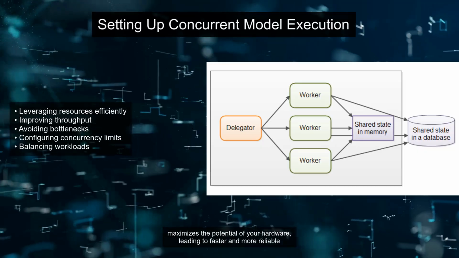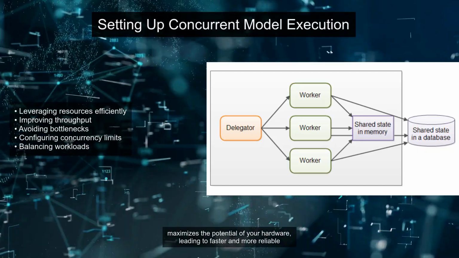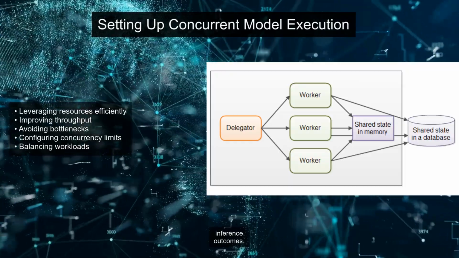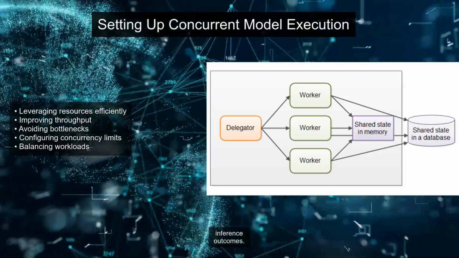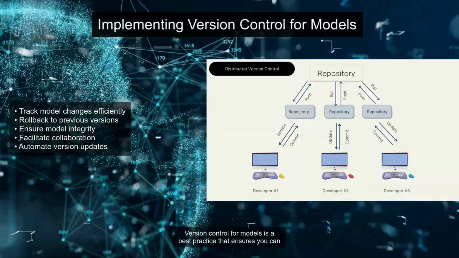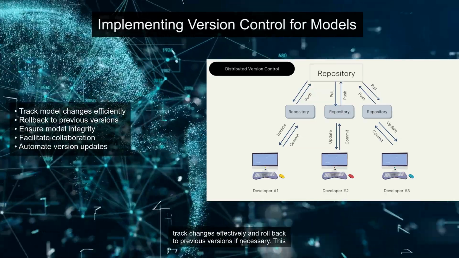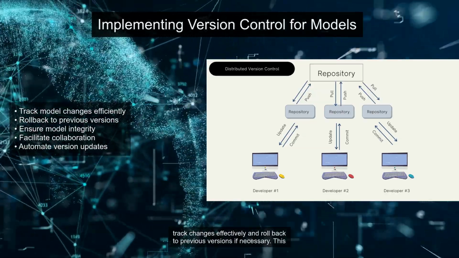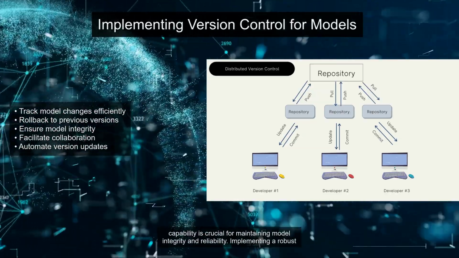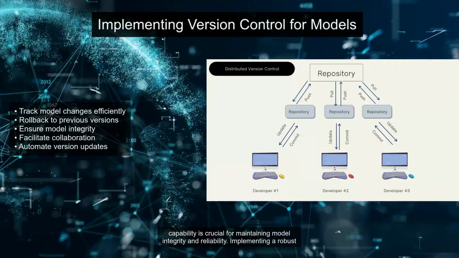This setup not only enhances performance but also maximizes the potential of your hardware, leading to faster and more reliable inference outcomes. Version control for models is a best practice that ensures you can track changes effectively and roll back to previous versions if necessary. This capability is crucial for maintaining model integrity and reliability.